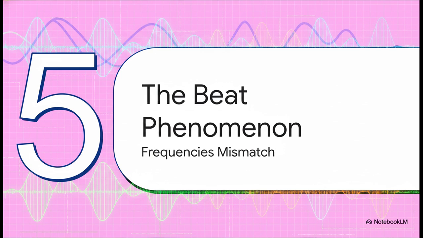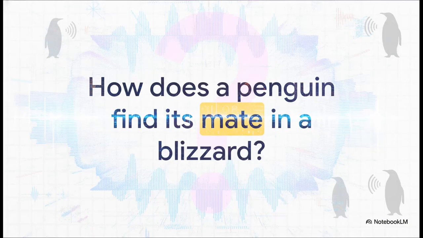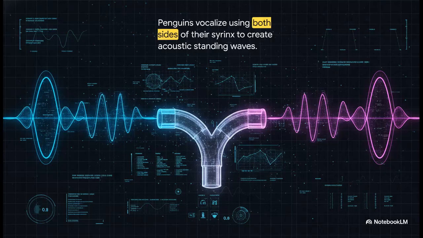Now, things get really fascinating when we introduce waves that are just slightly out of tune with each other. To ground this math in reality, we have to ask a behavioral question. How do emperor penguins locate their specific mates in the harshest, loudest, most visually confusing environment on Earth? They all look absolutely identical, and sight is pretty much useless in a howling Antarctic blizzard. Well, the answer actually lies in their throats.